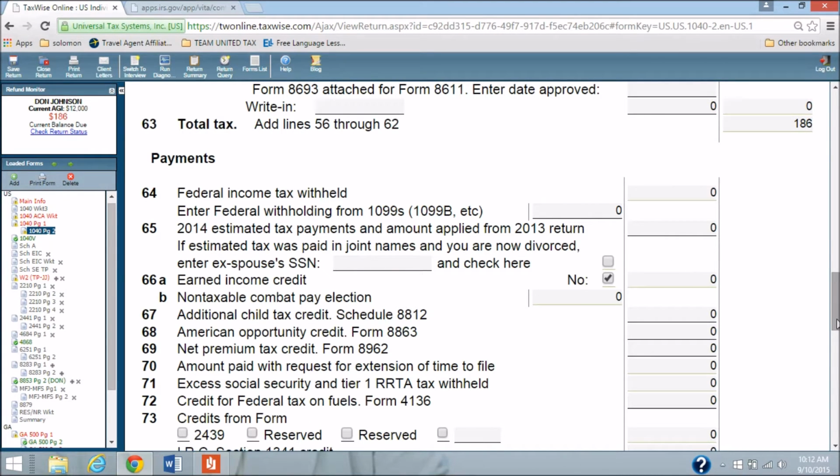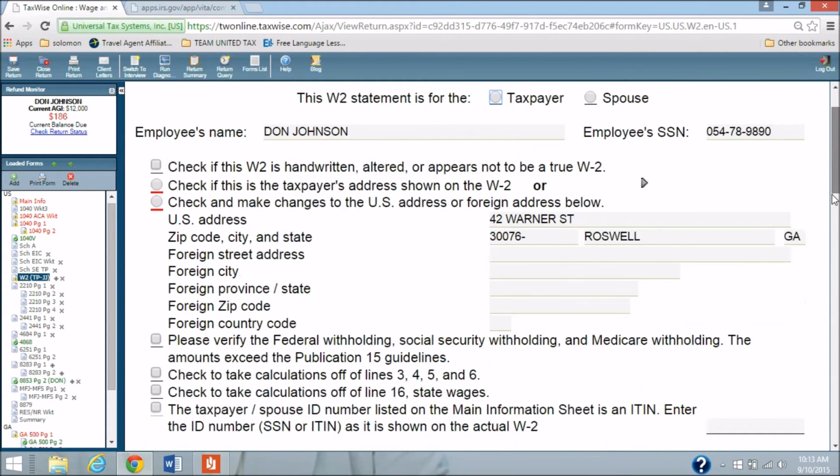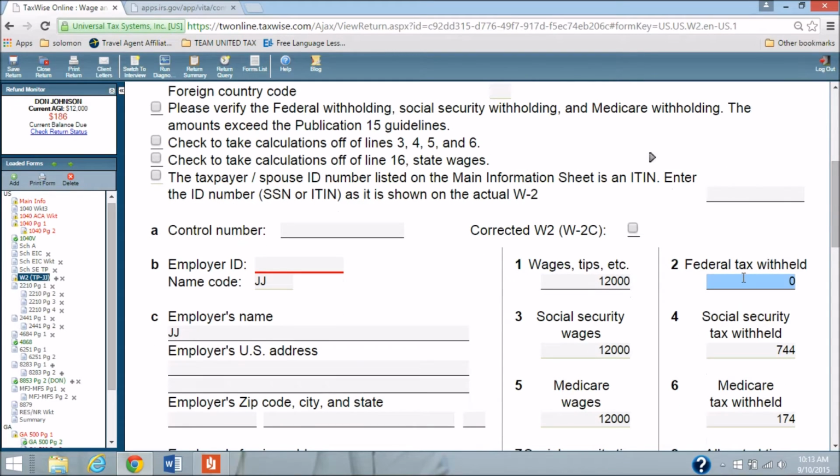Now this is where we get down to the payment section. So we have our federal income tax withheld. There's nothing here due to the fact that on the W-2 we don't have anything in the tax area. However, I'll put $900 there. Most people are in the 10% tax bracket, so I'll put $1,200 there.